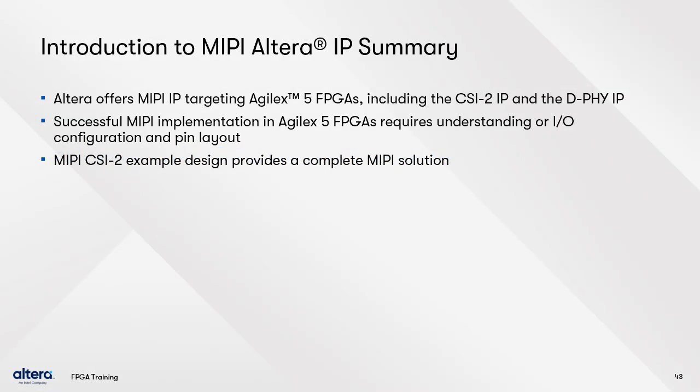In the training, we learned that Altera offers MIPI solutions in the form of the D-PHY and the CSI2 IP. The D-PHY IP can be used standalone, but the CSI2 IP must be connected to the D-PHY IP. We also saw that success in using the MIPI IP requires understanding Agilex 5 I/O layout and how the MIPI lanes must be placed. We saw how to do this in the IP parameter editor. Finally, we learned that generating fully functional hardware design examples is a great way to begin designing with the MIPI IP. Generate the design examples directly from the IP parameter editors.